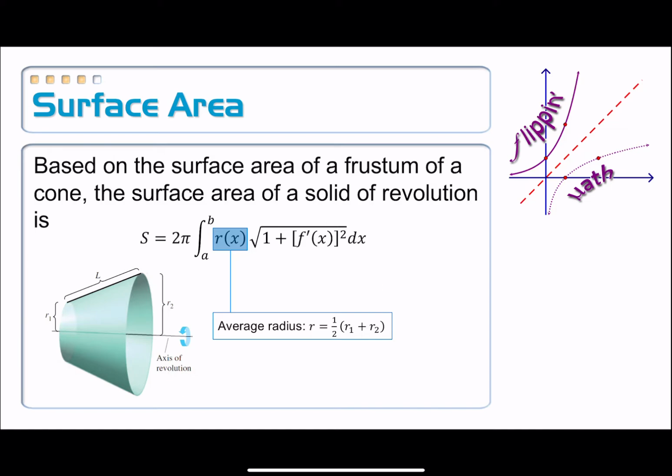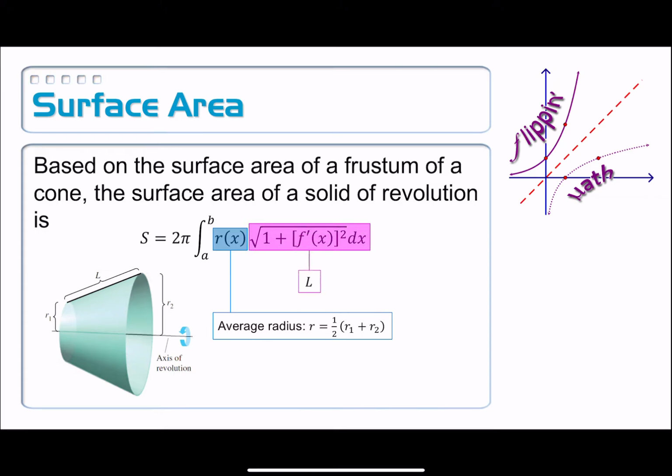Unless it wasn't actually the x-axis that we're going to revolve it around, but in this case it is. And then it's going to be multiplied times the square root of 1 plus f prime of x squared dx. What's that? That looks familiar when I take the integral of that. I do believe that that is the arc length. That's the arc length formula there.